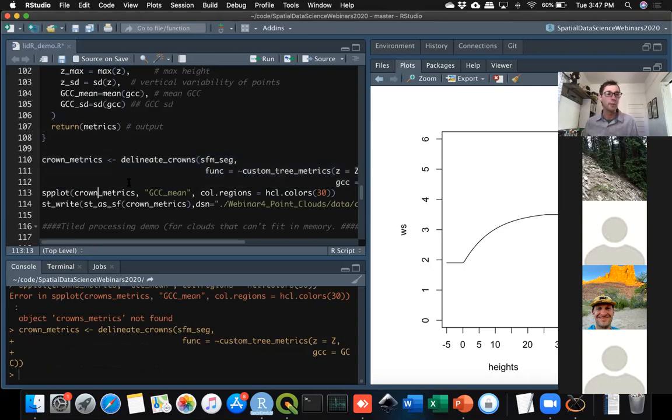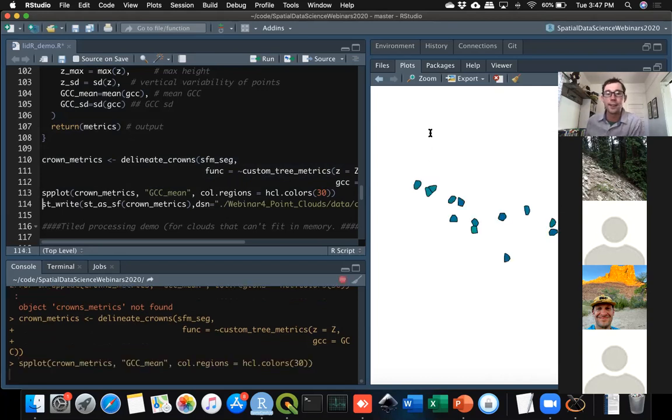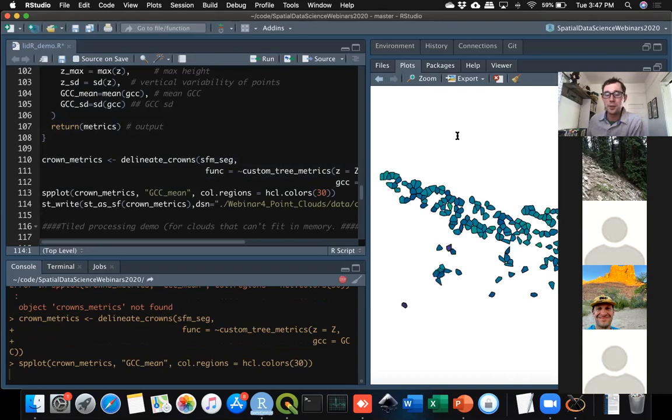That's a typo. It should be crown metrics, not crowns metrics. And this is going to take a little bit to plot, mostly because the plotting function is kind of slow. But you can see it's building up a map of those segmented polygons.